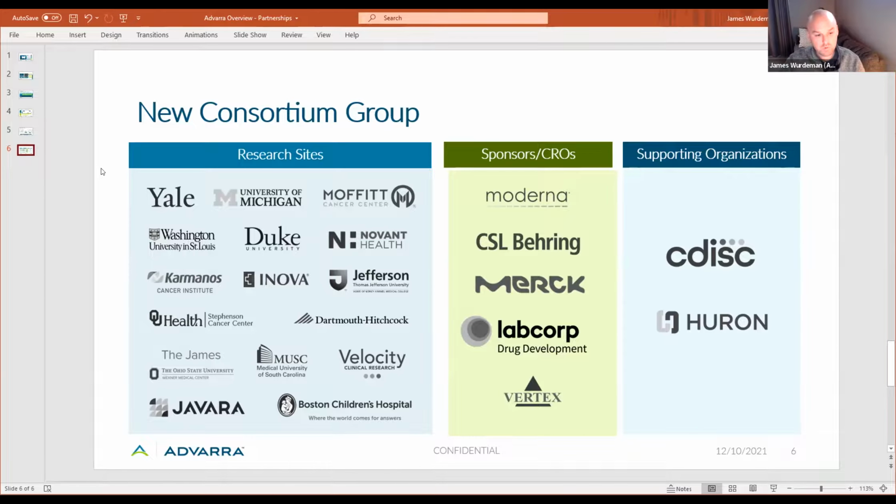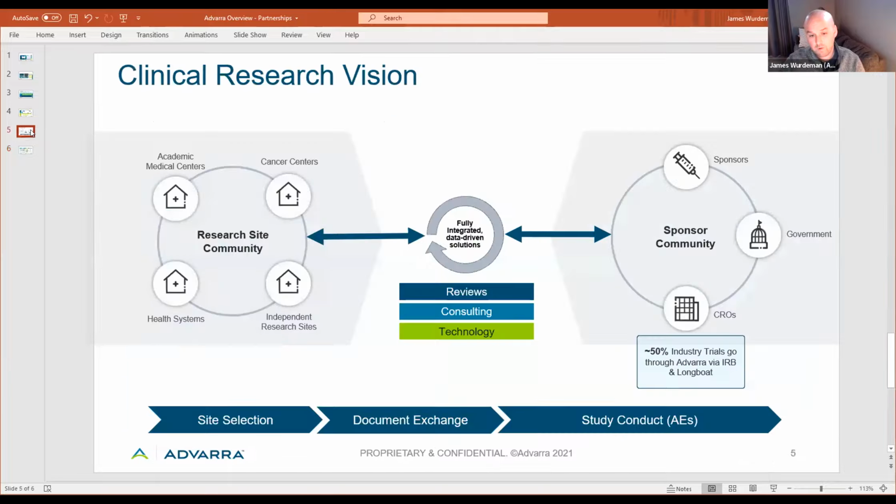So this is something that we recently kicked off and are just in the beginning stage of that. So I think document exchange is an extremely important area to talk about. And then lastly, the study conduct area. The exchange of data across institutions is extremely challenging.